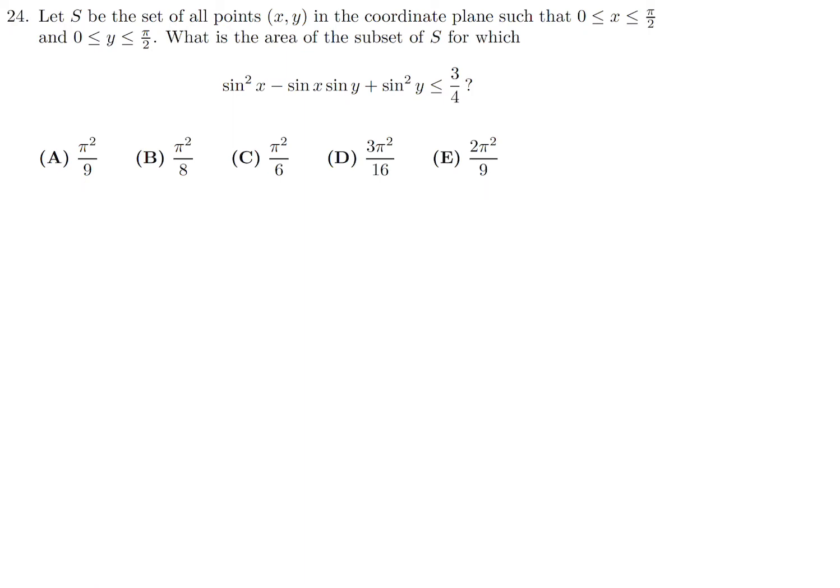Let S be the set of all points x, y in the coordinate plane such that x is between 0 and pi over 2 and y is between 0 and pi over 2. What is the area of the subset of S for which sine x squared minus sine x times sine y plus sine y squared is less than or equal to 3 over 4? So we've got sine x all squared minus sine x sine y plus the sine of y all squared is less than or equal to 3 over 4.